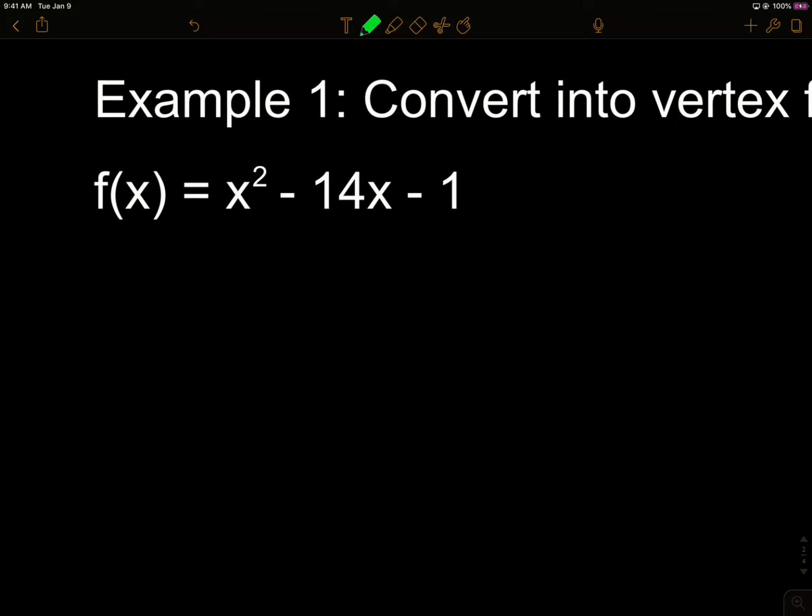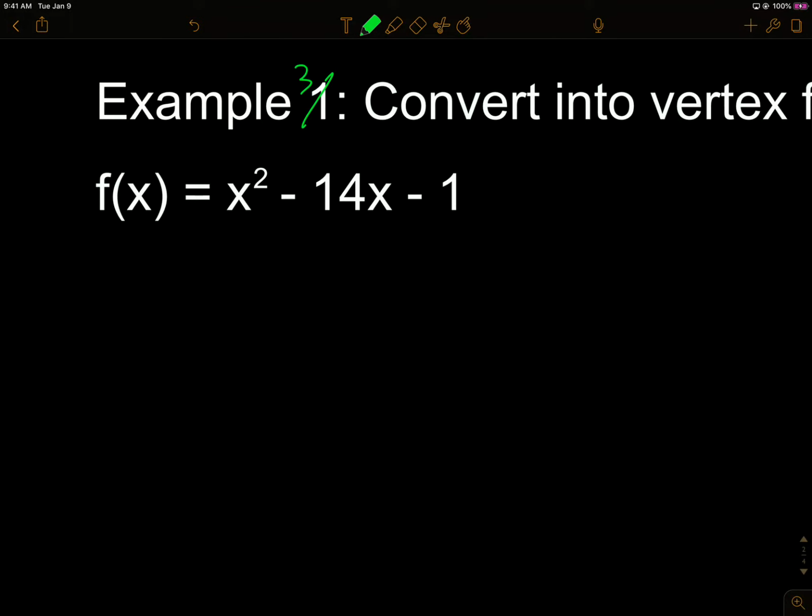All right, so let's do another one. This should be example 3. Convert to vertex form. Well, the nice thing on this one is there's no a, or the a is 1, so I don't have to do that factored thing.